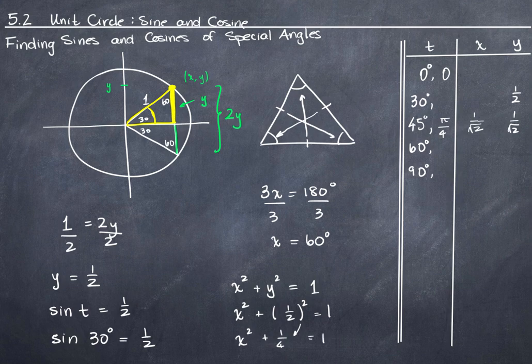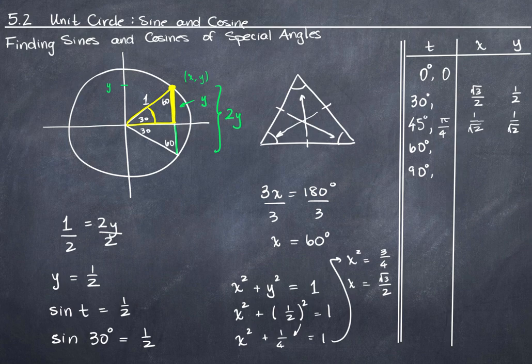And if I subtract, I'm running out of room here, if I subtract 1/4 from both sides, I get x squared equals 4/4 minus 1/4 is 3/4. And if I take the square root of both sides, I get x equals the square root of 3 over the square root of 4, which is 2. So for 30 degrees, the x value, the cosine value, is the square root of 3 over 2.